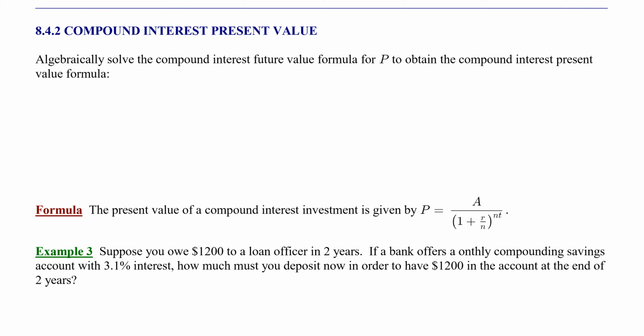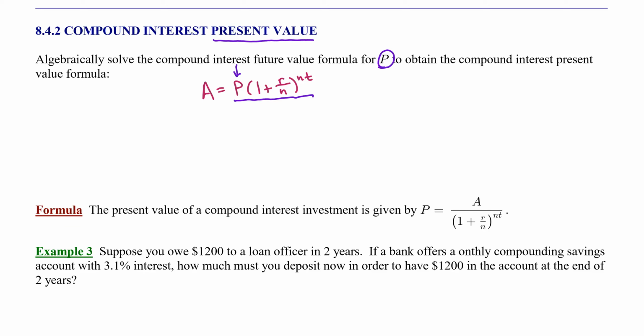In section 8.4.2, we'll study the compound interest present value formula. To obtain this formula, we're just going to rearrange our future value formula. Recall that the future value for a compound interest investment is P times (1 plus r over n) exponent nt. A, of course, is the future value, and another word for present value is principal. How much do I need to deposit today? So to obtain the present value formula, I just need to solve for the principal.